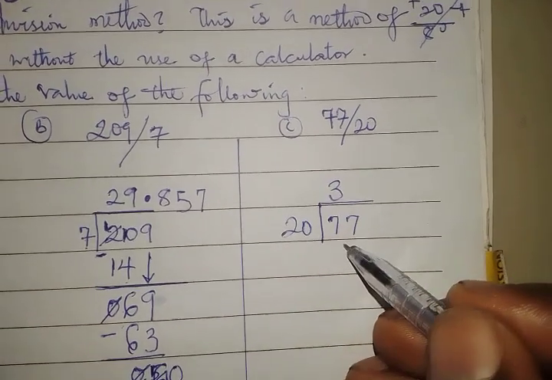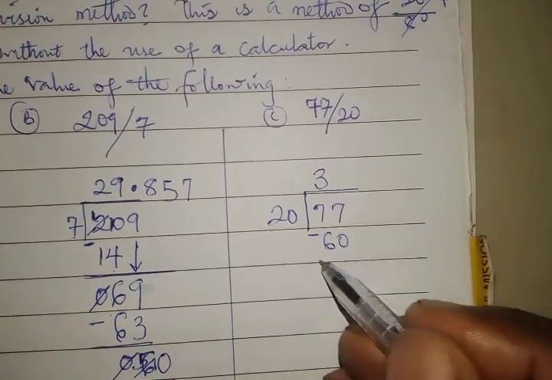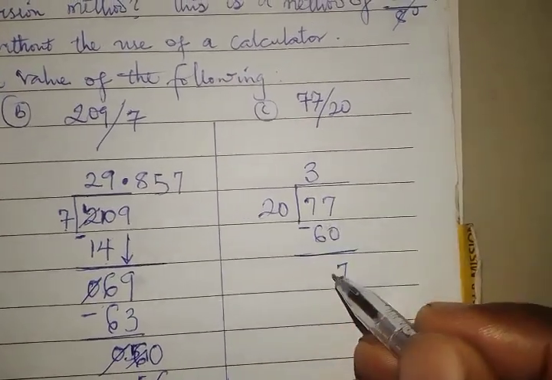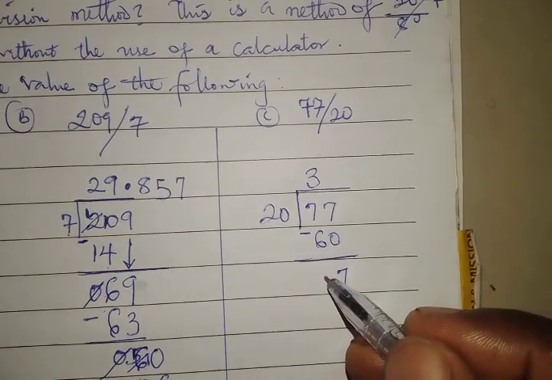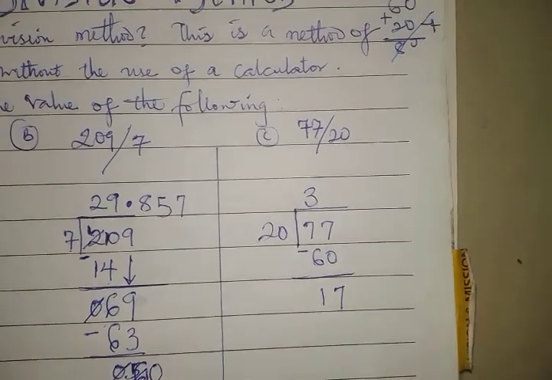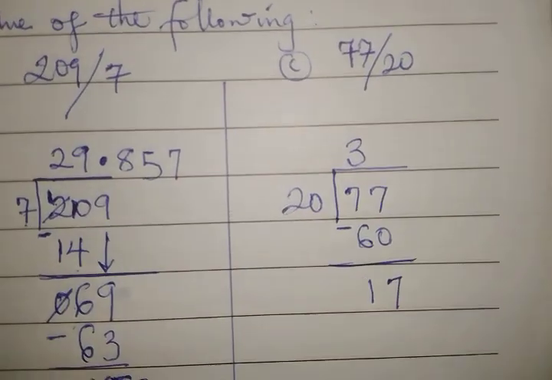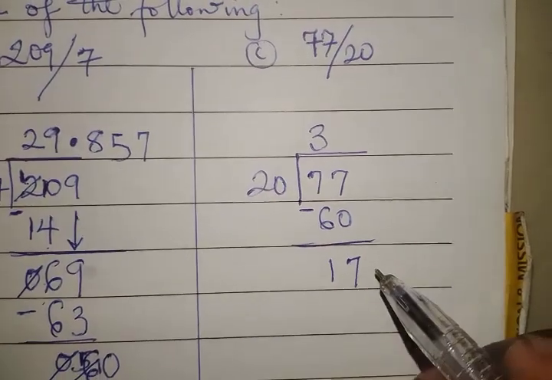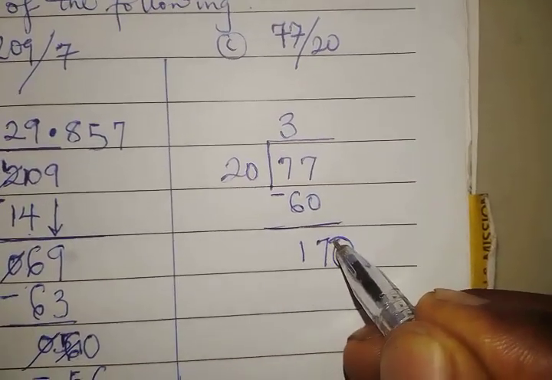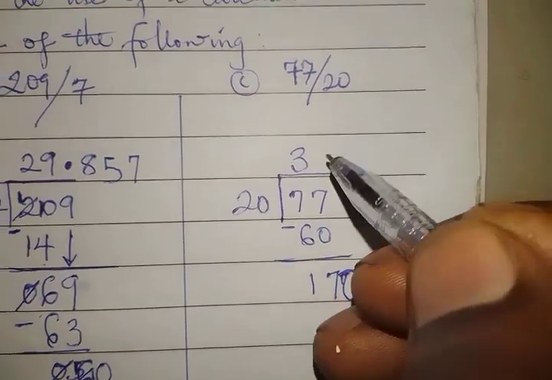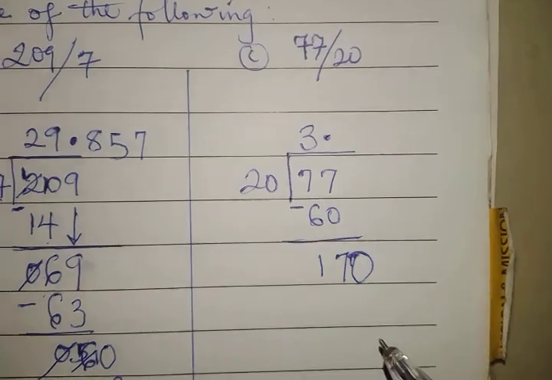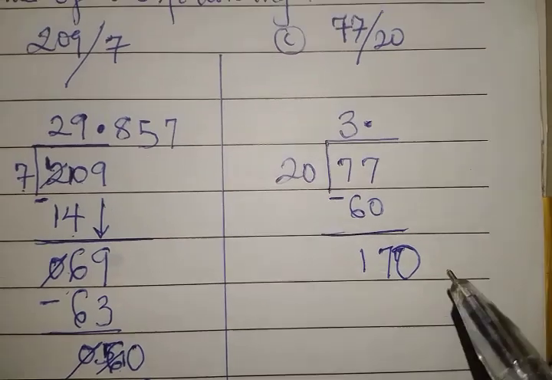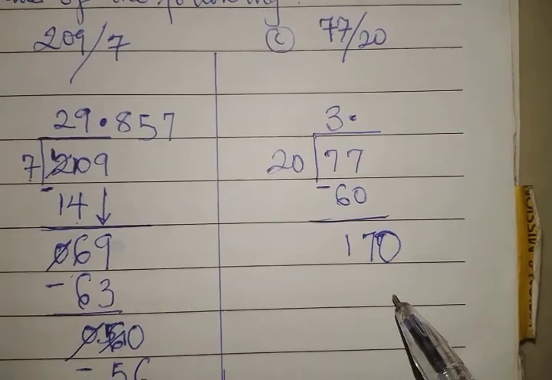3 times 20 is 60. You subtract, put the barricade. 7 subtract 0 is 7. 7 subtract 6 is 1. Now, here we go again. The moment you have 20 in 17 and you can't get an answer, remember what to do. Add 0 and what? Put a decimal point. Now you're adding 0 and you're putting the decimal point. Very good. Now, 20 in 170.